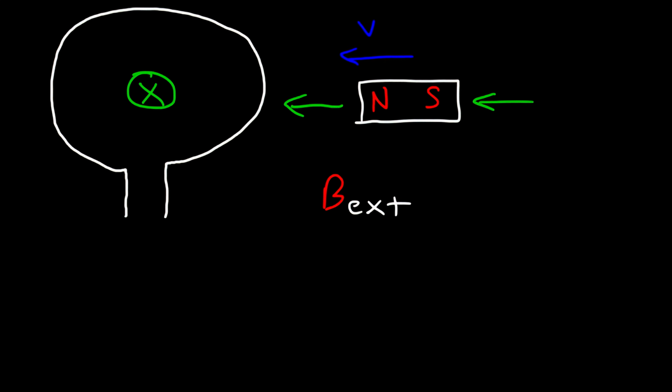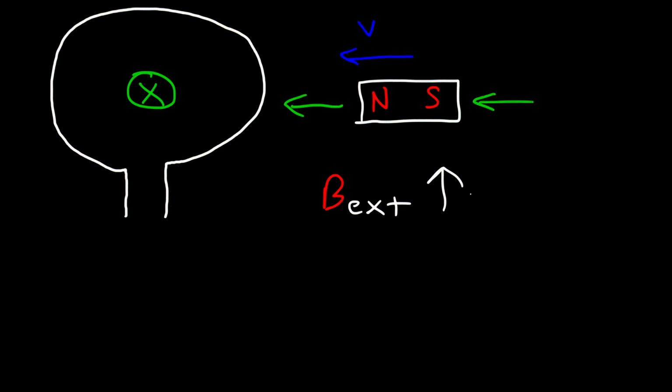Now the external magnetic field is increasing, which means that the flux is also increasing. If the flux increases, the induced current will be directed in such a way to decrease the flux. So if you try to increase the flux, the induced current will oppose that change. It's going to decrease it. And if you try to decrease the flux, the induced current will try to support it or increase it. So it's always opposite to what you're trying to do.